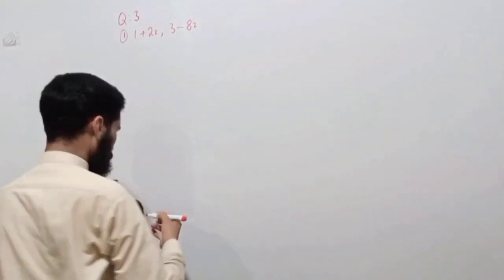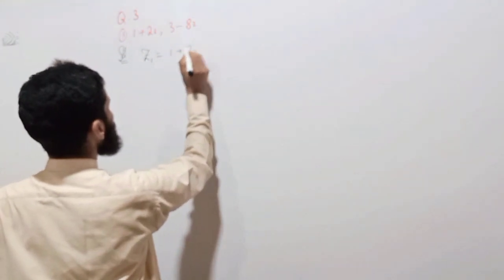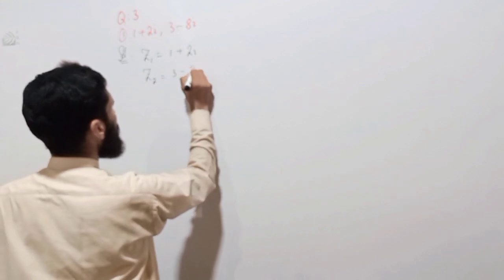Okay, so as we solve the complex number multiplication, find the multiplication of two complex numbers. Solution: Z1 is equal to 1 plus 2 iota, Z2 is equal to 3 minus 8 iota.